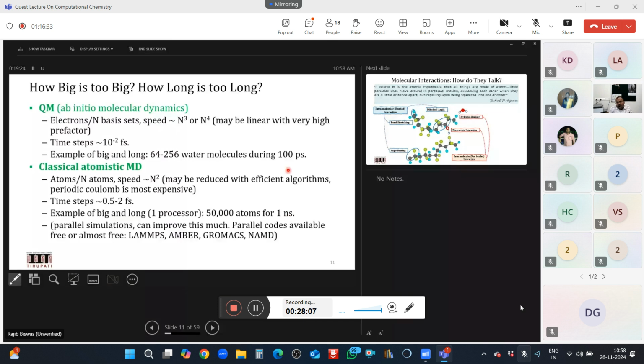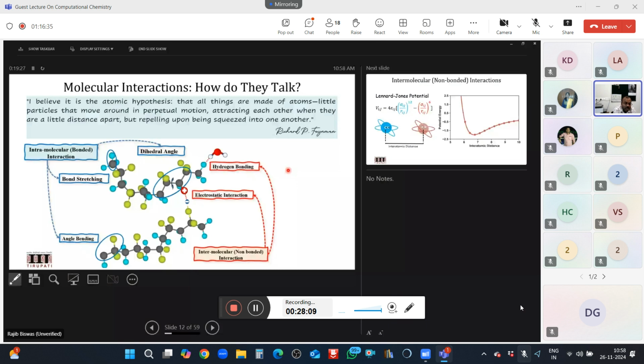Now, how do molecules interact? We are talking about these ball and sticks, nice drawings, and then we are just putting them inside the computer, but they have to interact, right? Otherwise, how do you know whether they have to come very close or go away, or whether they have to be very friendly or fight with each other? All that information you have to give.